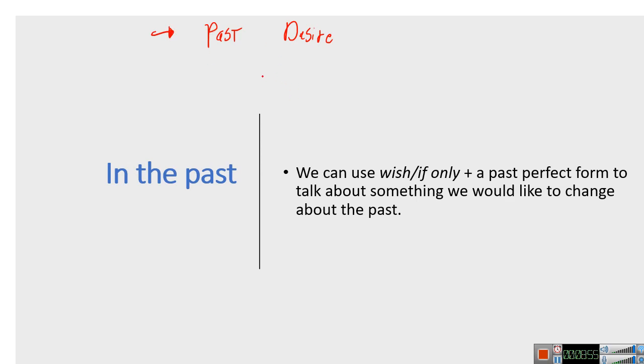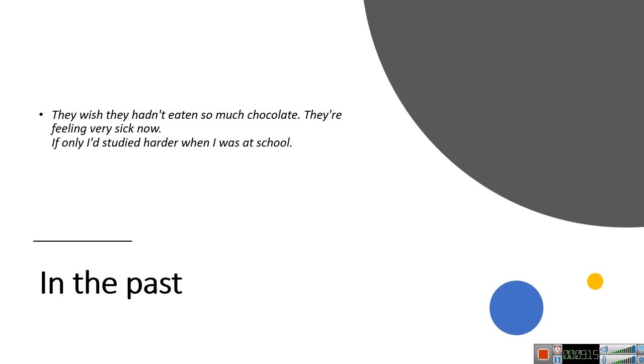What is the formula for that? Formula. That's wish or if only plus the past perfect. So let's make some examples.